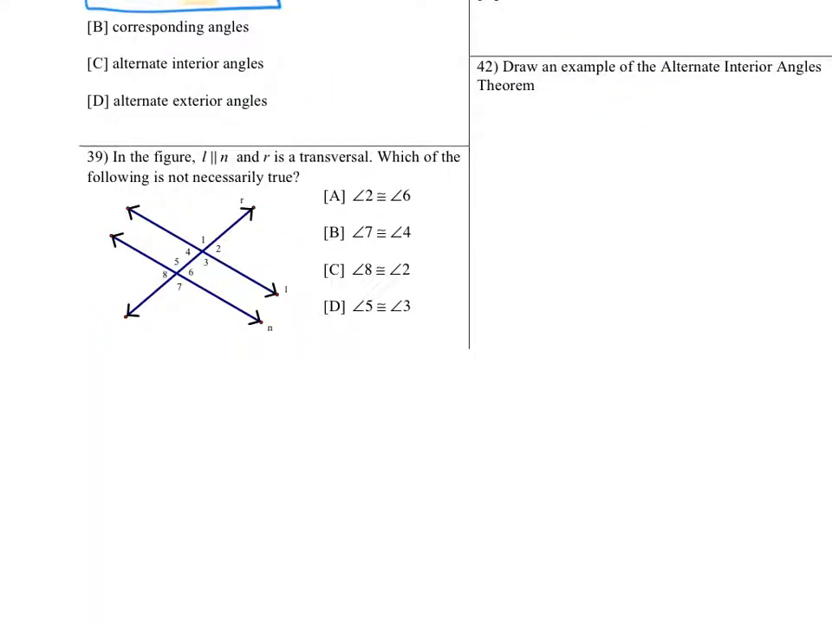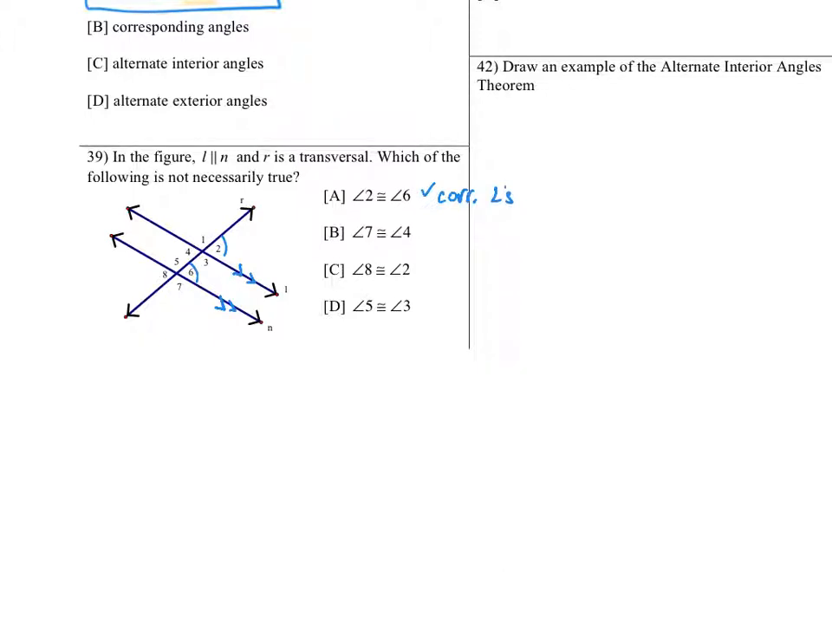Number 39, it says in the figure line L is parallel to line N. So I'm going to come in and just mark them parallel with those little arrows. And R is a transversal. Which of the following is not necessarily true? So it says angle 2 is congruent to angle 6. That would be true because they're corresponding angles formed by parallel lines. So they would be congruent.